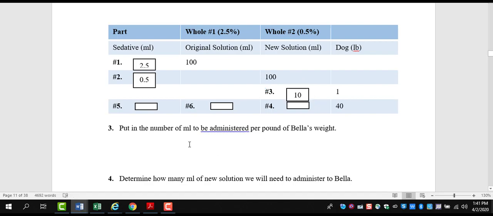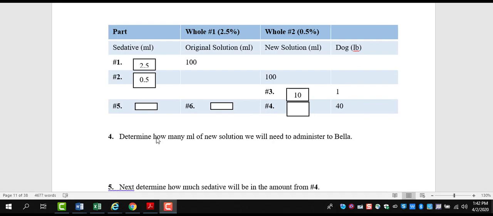So let's just review what we have so far. It's pretty simple. The original solution has 2.5 milliliters of sedative in the 100 milliliters of saline solution. The new solution, which we just typed in from above, we need 0.5 milliliters of the sedative for 100 milliliters of the new solution. And then we just did 3, which is just taking it right from above. After we get the new solution, we're going to put in 10 milliliters per pound. That's how much the dog's going to get.